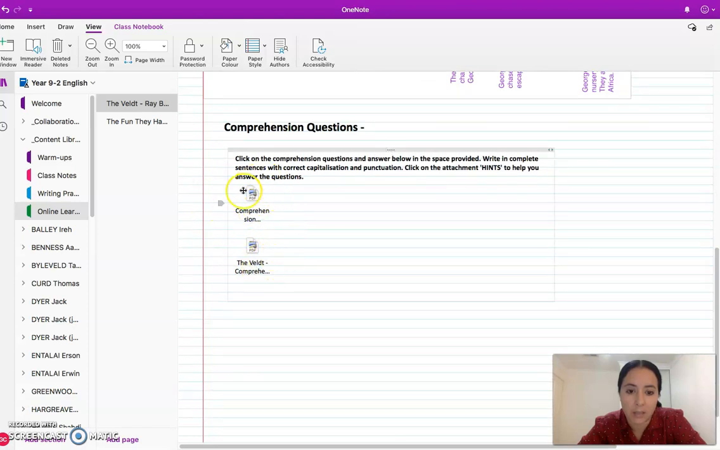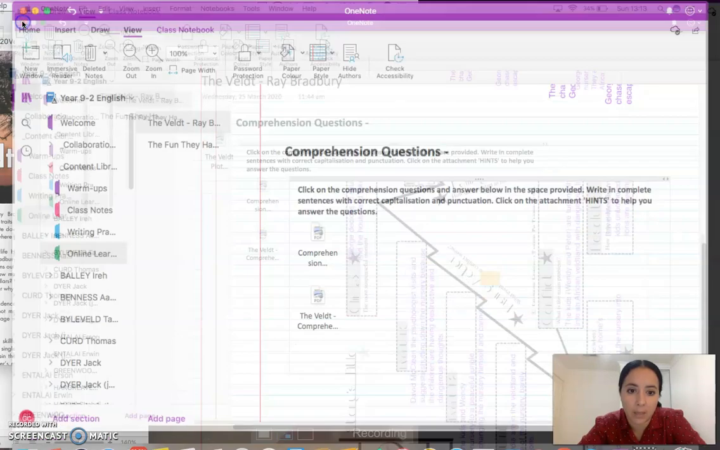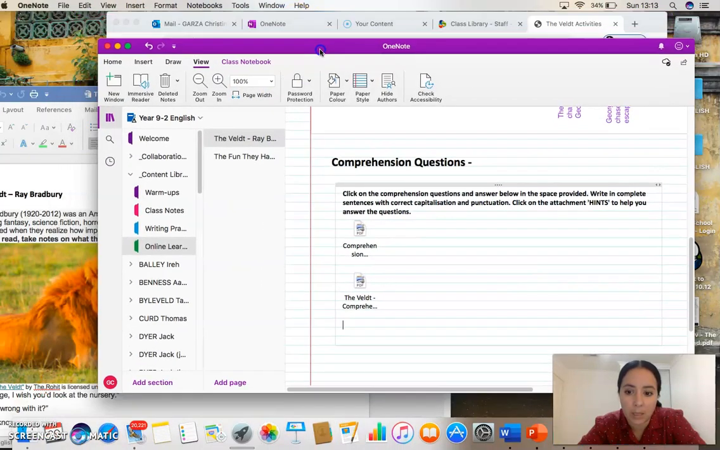So if Connect is particularly slow, you can go to OneNote and the questions and the hints will be there as well. I would like you to write your responses in OneNote. That way I can look back on them. Okay. We'll go through them together.